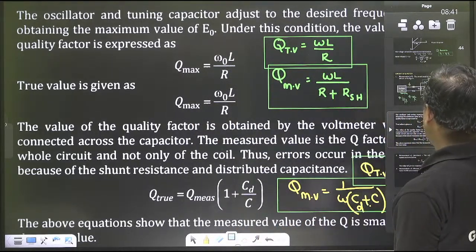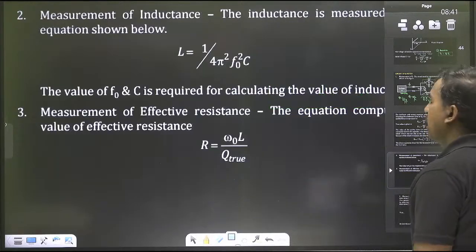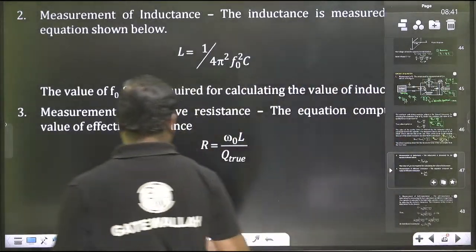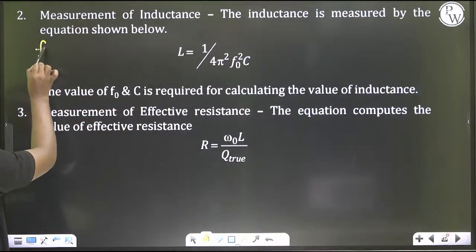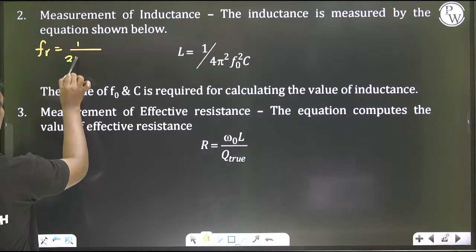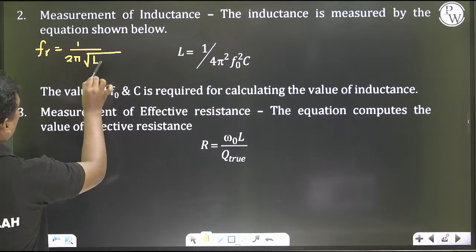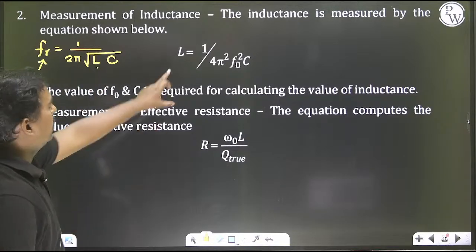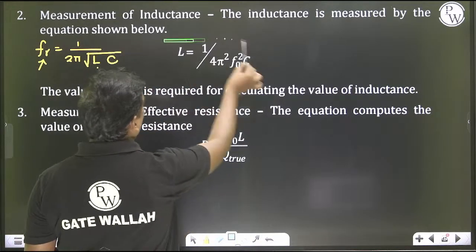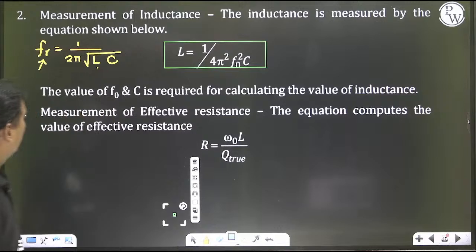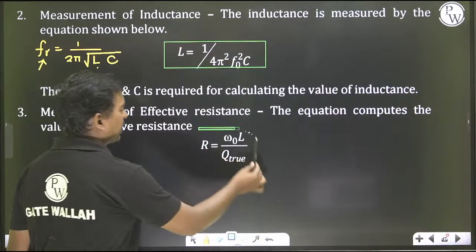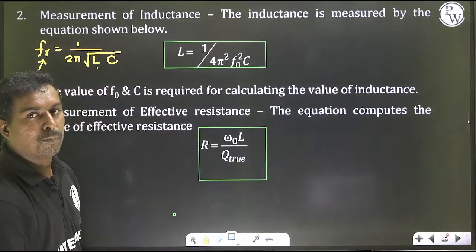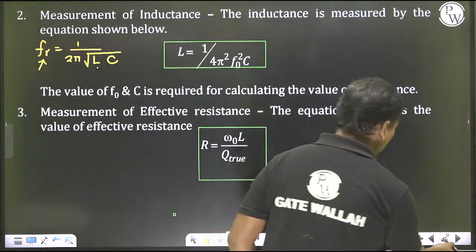Okay, and the second thing is measurement of inductance. You know the resonant frequency FR is equal to 1 by 2 pi root LC. So once you find out this resonant frequency, finding out the inductance is easy. So you can measure the inductance also. Next, you can also measure the effective resistance. Q is equal to omega L by R. From that we can also find out the resistance.